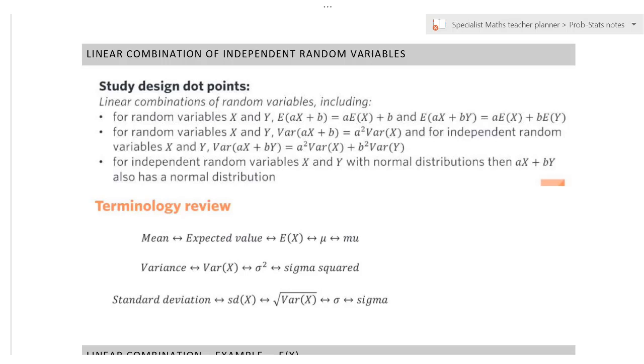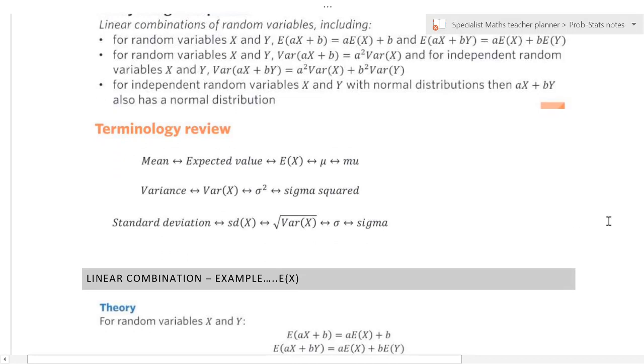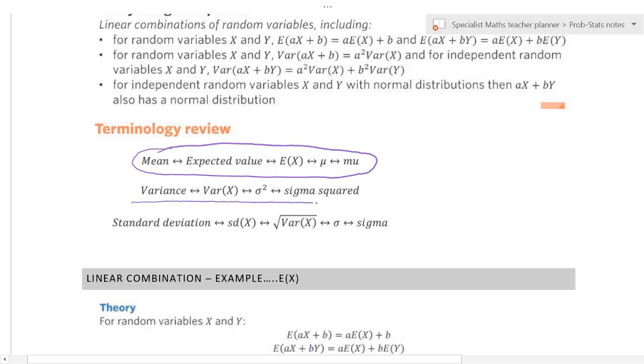Now, these things should all be assumed knowledge from Methods, but I want to quickly point out that the mean is also known as the expected value, E of X, or mu. The variance can be written as the variance of X, or sigma squared. And the standard deviation, of course, is the square root of the variance of X, which is also sigma. Sigma, the Greek alphabet: alpha, beta, gamma, delta, epsilon, phi, xi, theta, zeta, etc., etc.